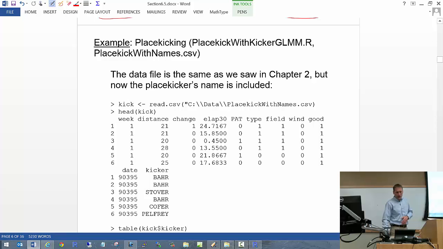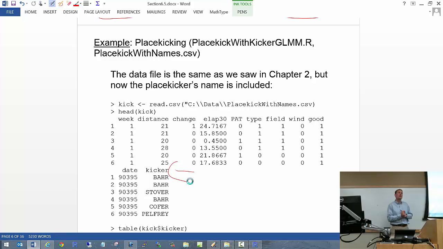So let's take a look at the placekicking data set. In my file placekickwithnames.csv that you can download from my book's website, I have exactly the same data set as you saw in chapter 2, but I've added kicker. So the first two place kicks in that data set were attempted by someone by the name of Barr. The third place kick was Stover. The fourth place kick was Barr.